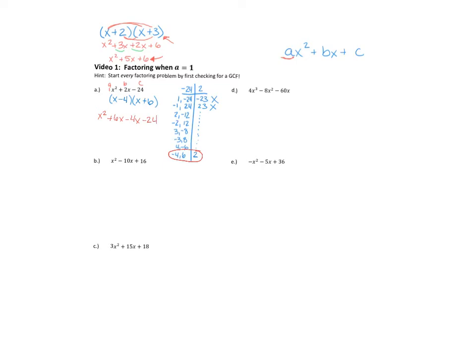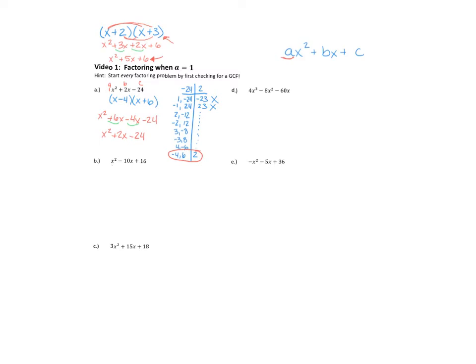Then when I combined my two like terms here in the middle, I would have x squared, and a positive 6x minus 4x gives me plus 2x, and then I bring down my minus 24, and you can see that is the trinomial I started with, so it means I factored this problem correctly. Go ahead and pause the video and try the second one on your own.